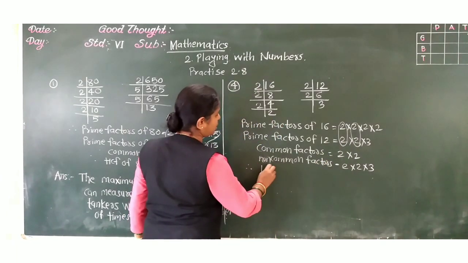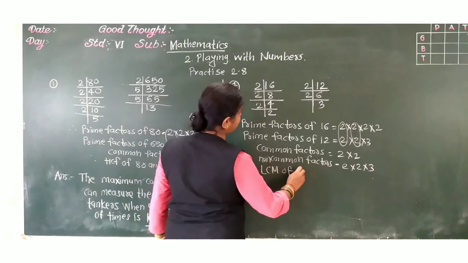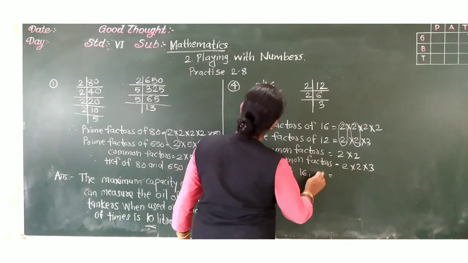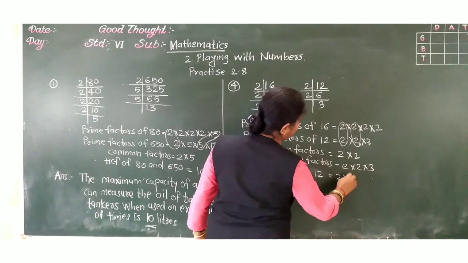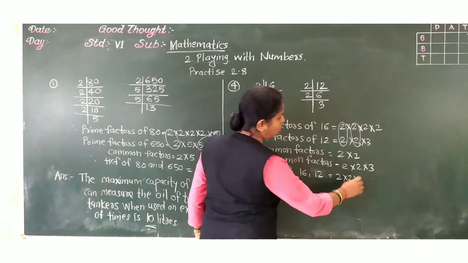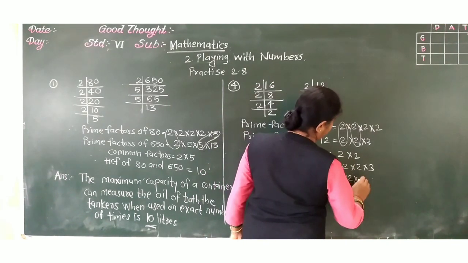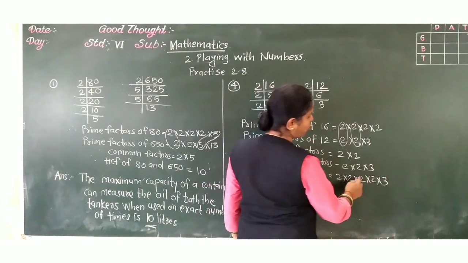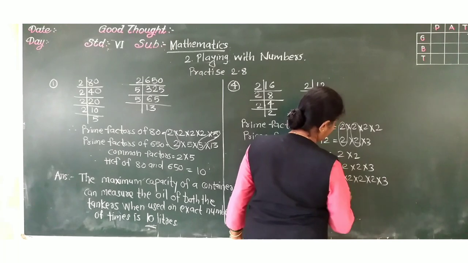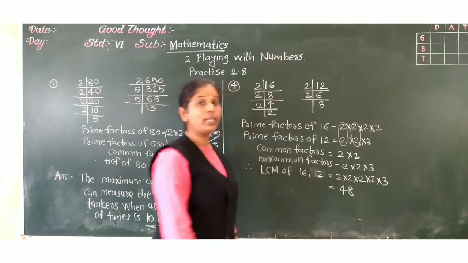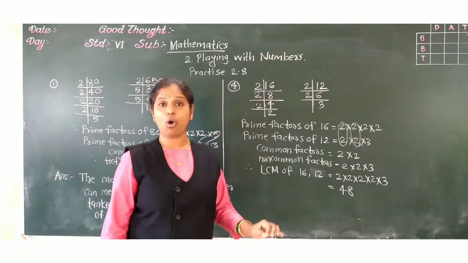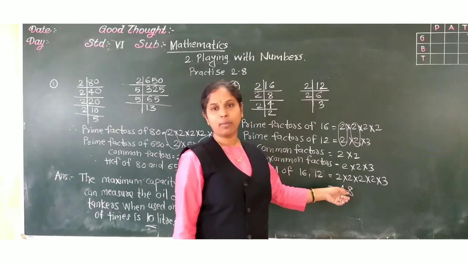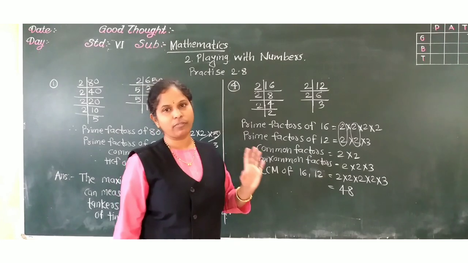Therefore, LCM of 16 and 12 is equal to 2 into 2 into 2 into 2 into 3. Write all common and uncommon. 2 twos are 4, 4 twos are 8, 8 twos are 16, 16 threes are 48. So how many least number of pieces of each should we buy? That is 48. The least number of pieces of burfi and rasgulla we should buy is 48.